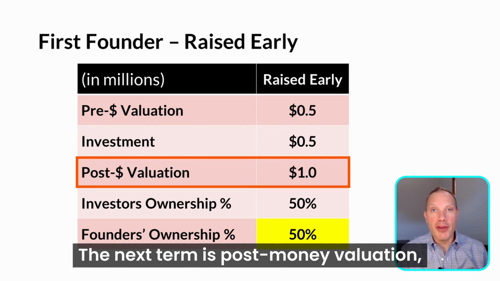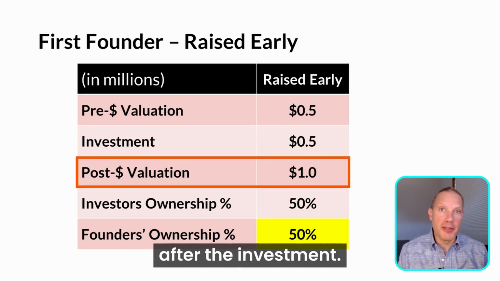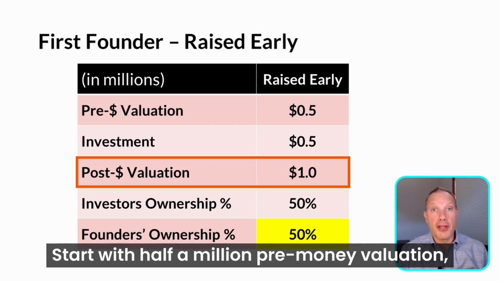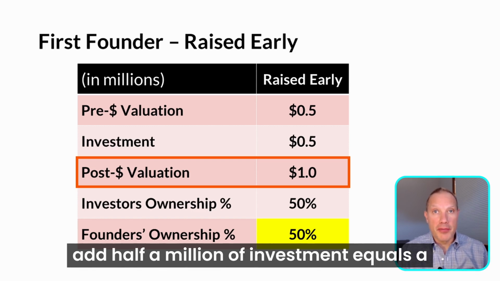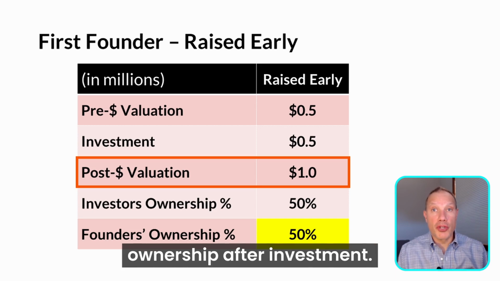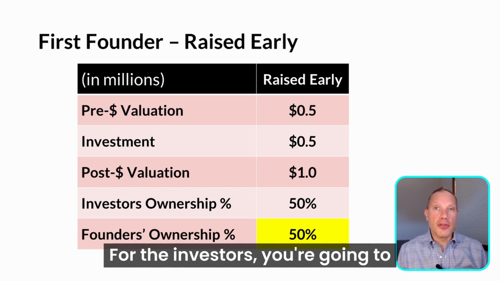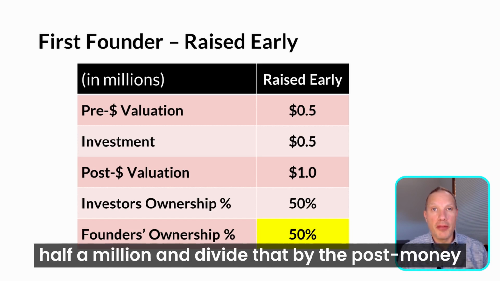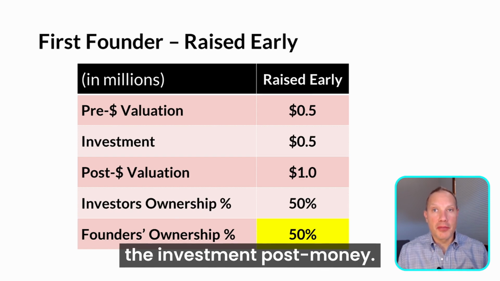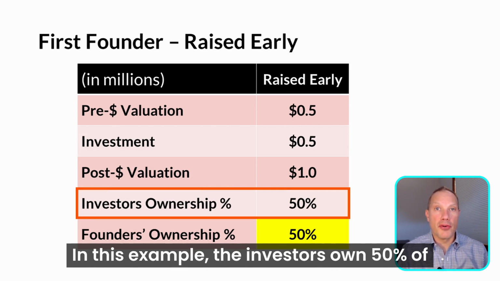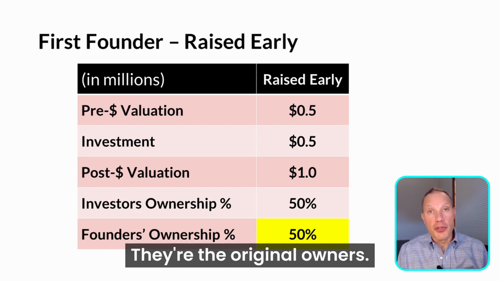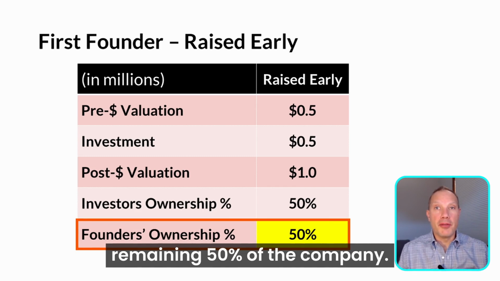The next term is post-money valuation, which means valuation after the investment. This is a calculation. In this case, let's walk through it. Start with $500,000 pre-money valuation, add $500,000 of investment equals a post-money valuation of $1 million. Now that we have those calculations, we can determine the ownership after investment. For the investors, you're going to start with their investment amount of $500,000 and divide that by the post-money valuation of $1 million. This equals the percentage that the investors own after the investment, post-money. In this example, the investors own 50% of the business on a post-money basis. For the founders, we're assuming they're the original owners. So after the investment, they own the remaining 50% of the company.